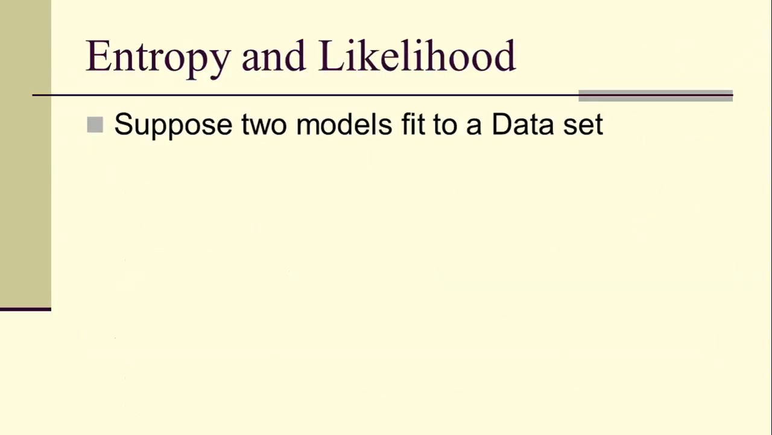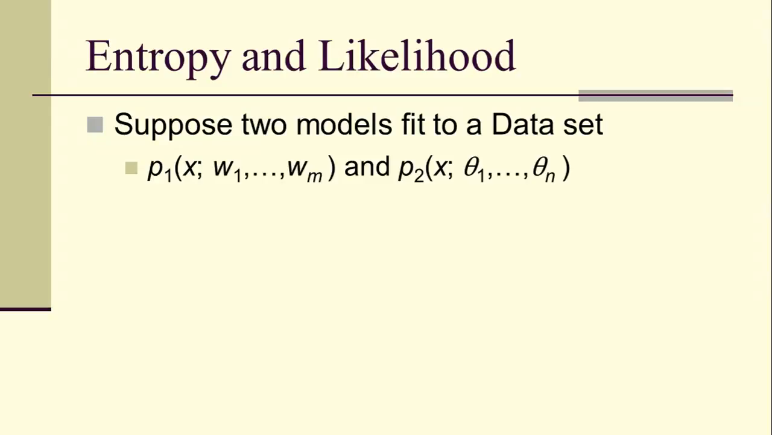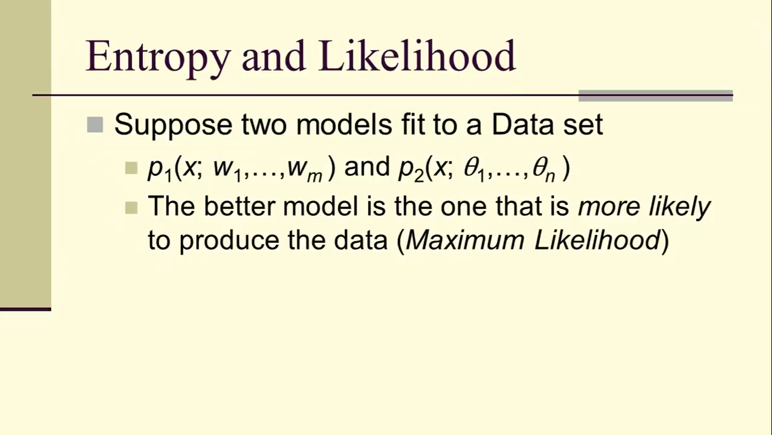In particular, suppose we have 2 models that we fit to a data set: P1 with X as our index for a random variable, and parameters W1 to W sub m, and P2 of index X with parameters theta 1 to theta sub n. Importantly, the better model is going to be the one that is more likely to produce the data.